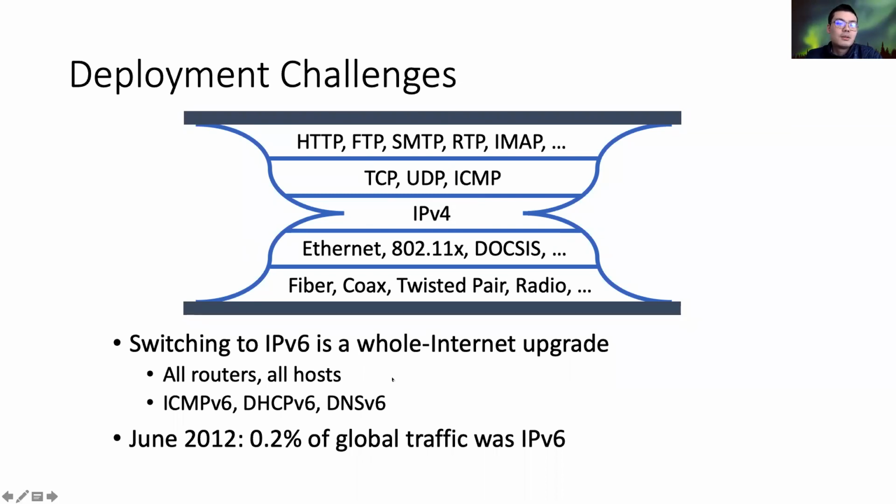All routers, all hosts should be upgraded. And all protocols up level should be upgraded, right? So like ICMP, this is a control message, should go for version 6 instead of version 4, right? DHCP is a protocol we will see later for you to assign IP addresses to laptops, right?